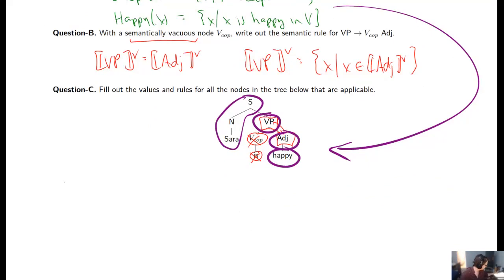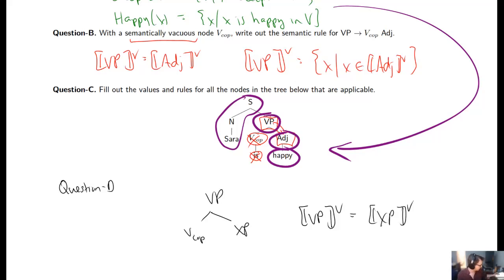And then there was question D, which was, how do we do it if we have a tree where it's VP, a V copula, and then any sort of XP, where XP ends up being grammatical. And the idea was, well, you've seen two of them work out. So if the copula doesn't have any meaning associated with it, and these two are the same thing, we can just say that the VP is equal to the XP. Or you can take the more complicated route, that this is the set of X such that X is in the XP. There are two ways to write that.